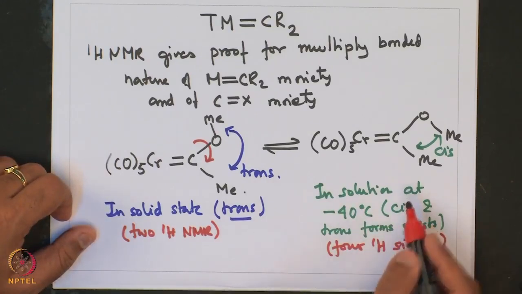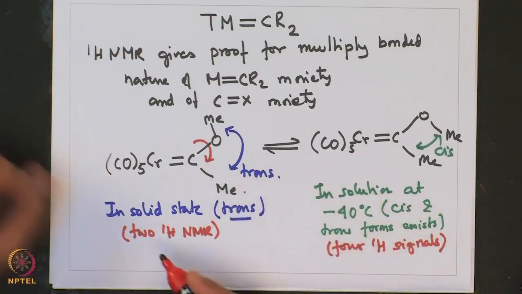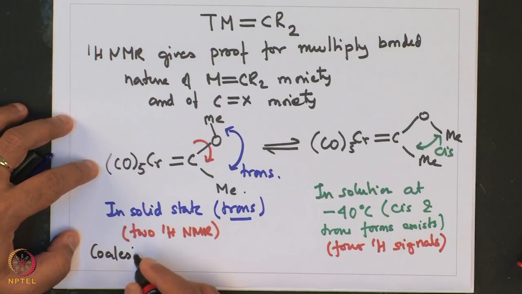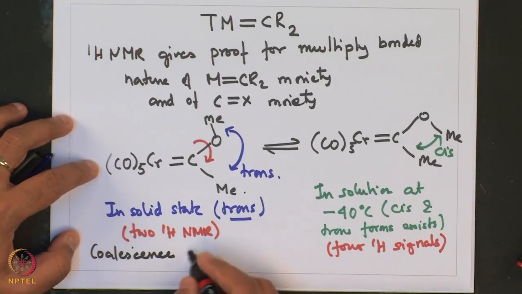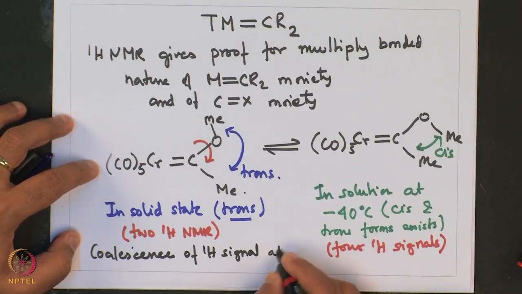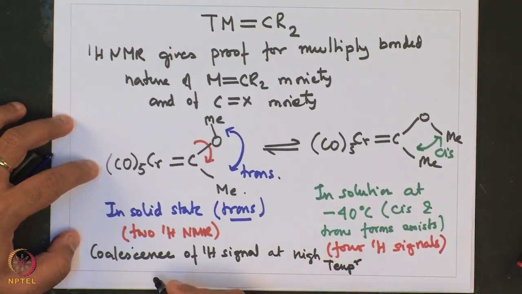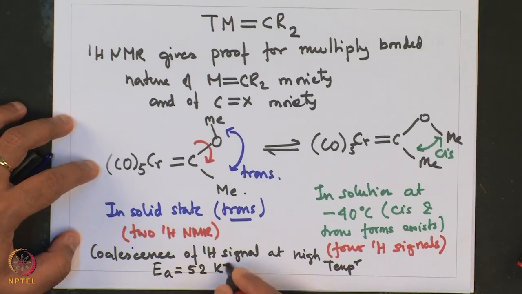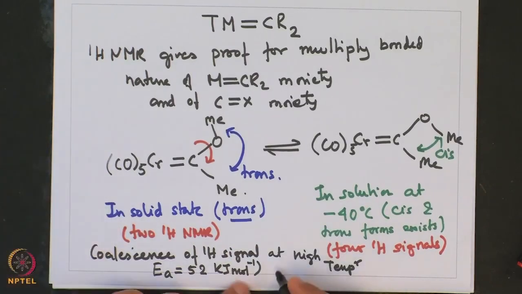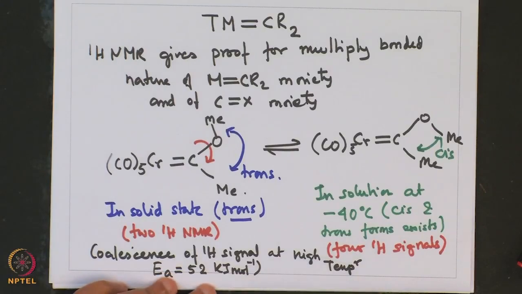At higher temperature, owing to very rapid exchange, a coalescence is observed. Coalescence is observed at high temperature, and one can estimate the activation barrier for this exchange, which is about 52 kilojoule per mole for the rotation along the CO bond.